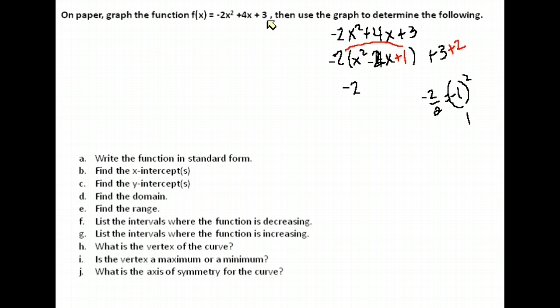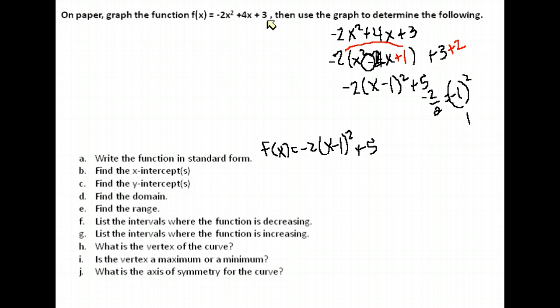So now I have negative 2 times x minus 1. I know it's a minus 1 because of this sign here. And then plus 5. So my standard form would be f of x equals negative 2 times x minus 1 squared plus 5. And then we go through all of those other steps that are there.